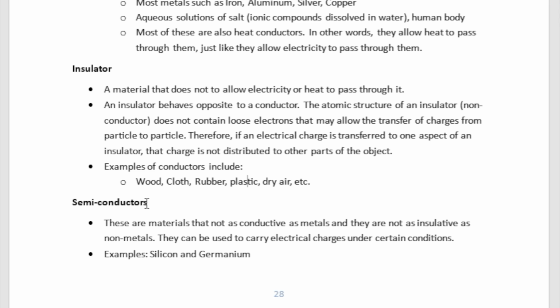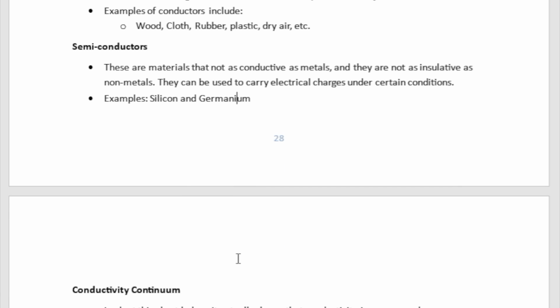Now there is another type of material that we call semiconductors. Semiconductors are materials that are not as conductive as metals, and they are not as insulative as non-metals. So they are in the middle. An example is silicon and germanium. And they have slightly different atomic configurations. When you get to advanced studies, you're going to see those differences in the study of chemistry.